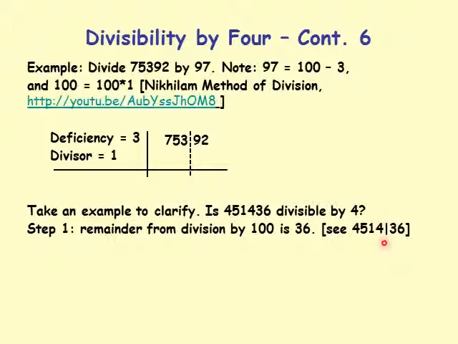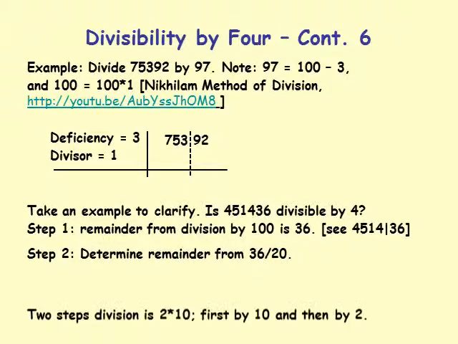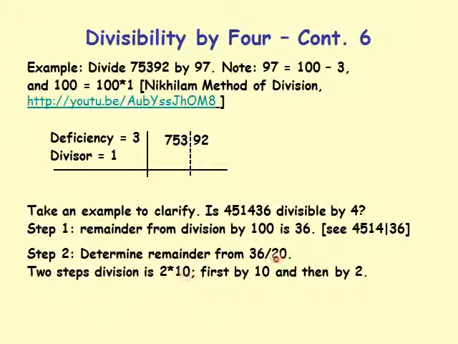Okay, and we are looking for the remainder only. We'll keep the remainder 36. The next step: now we have 36 as the remainder, and we subject that to successive division. Next division is by 20. We do that by the same two-step method. So 20 is 2 times 10: first divide by 10 and then by 2.